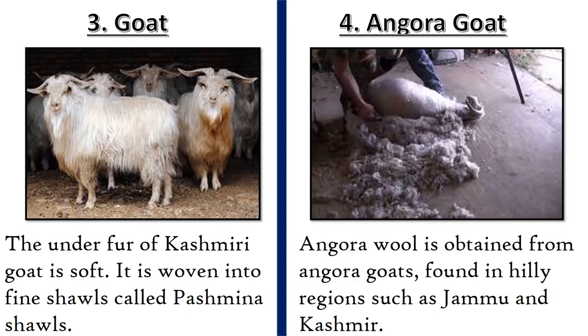Moving further, goat is another wool yielding animal. The under fur of Kashmiri goat is soft. It is woven into fine shawls called pashmina shawls. On similar ground, Angora goats are also wool yielding animals. Angora wool is obtained from Angora goats. They are found in hilly regions such as Jammu and Kashmir.